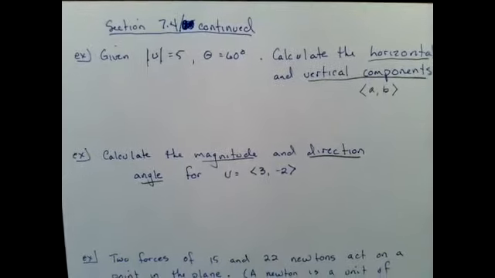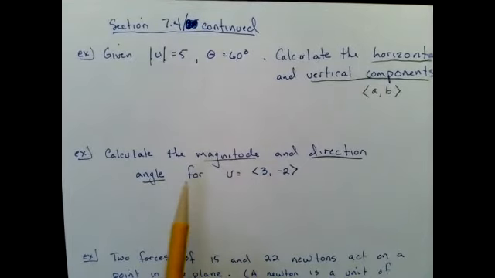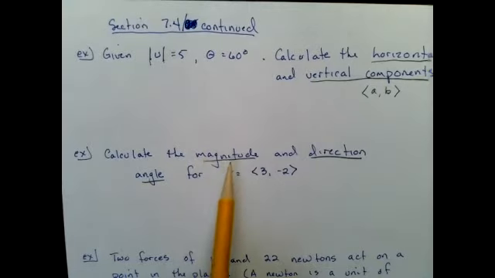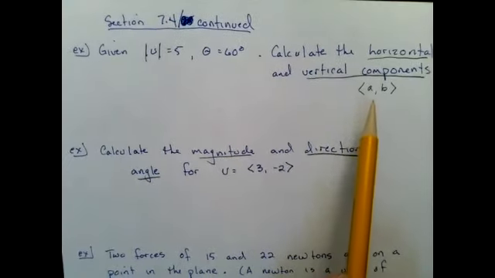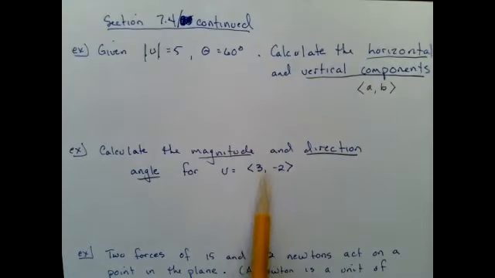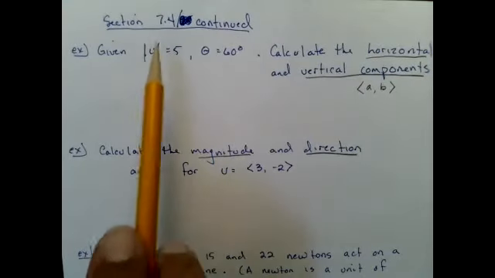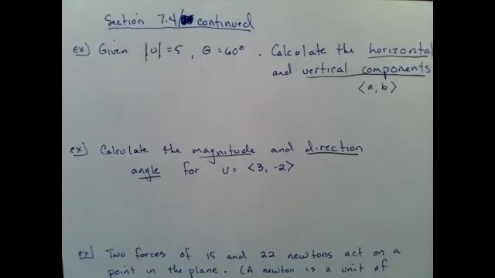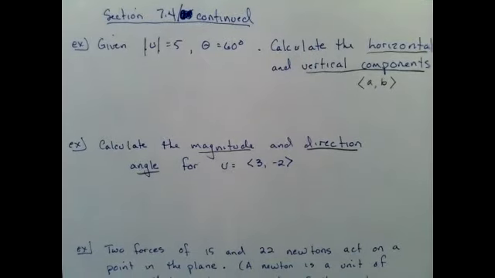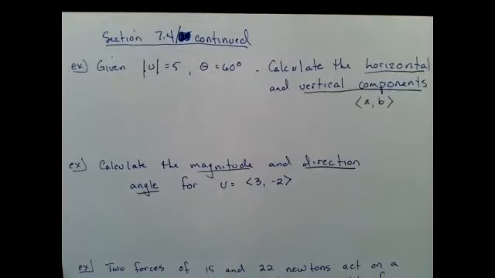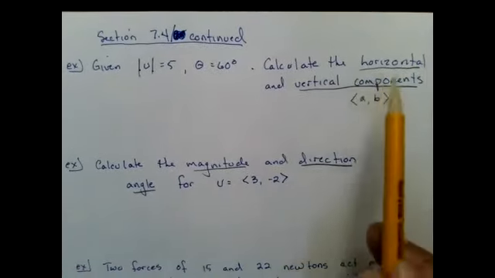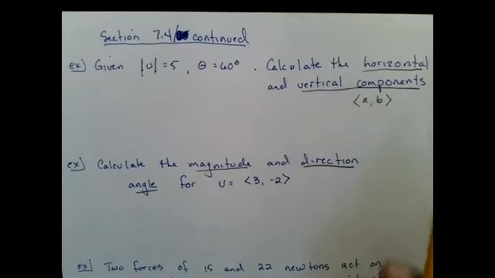And then the second question was, if I have my horizontal and vertical components, 3, -2, how do I get the magnitude and how do I get the direction angle? I'm going to pause and let you think about these two and see if you can work them out. So now, what are the horizontal and vertical components?